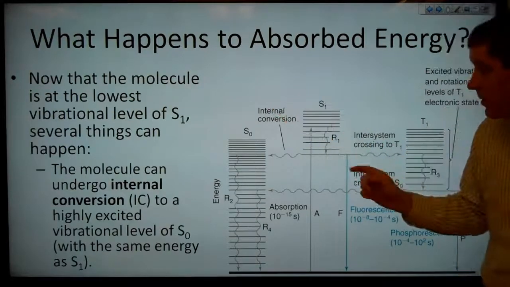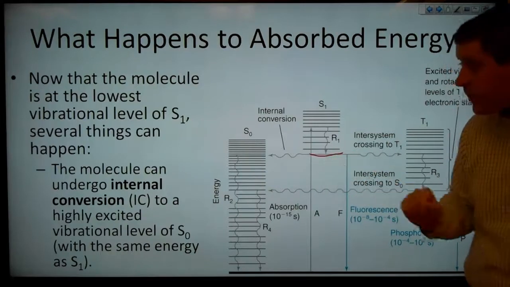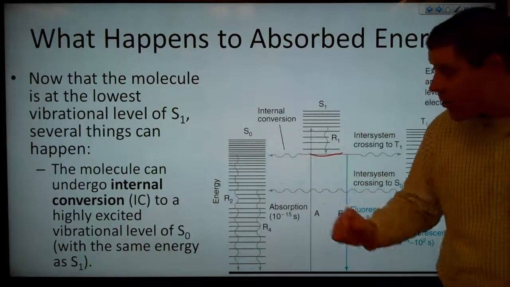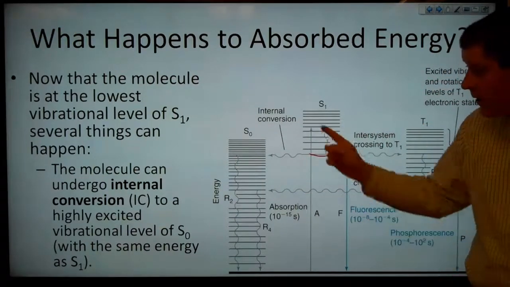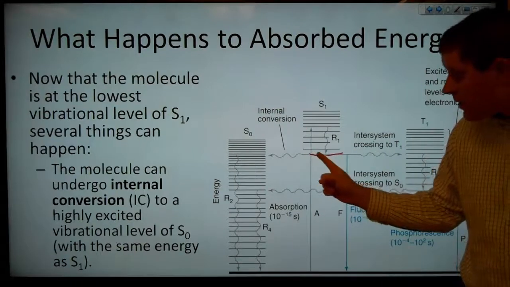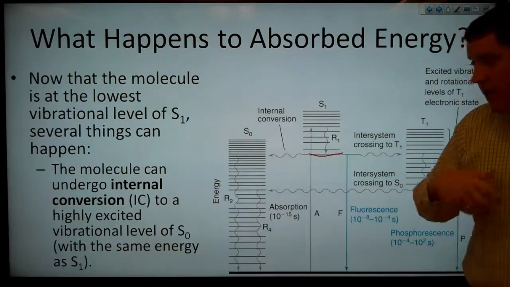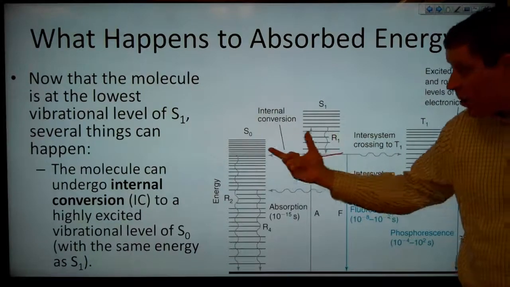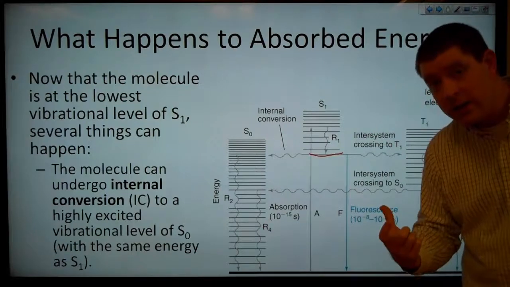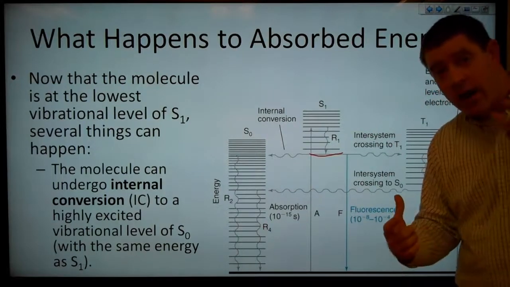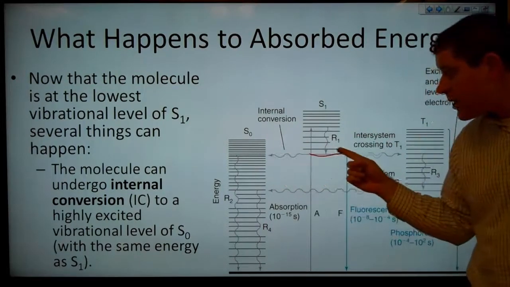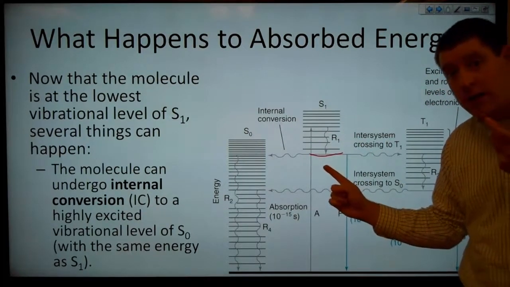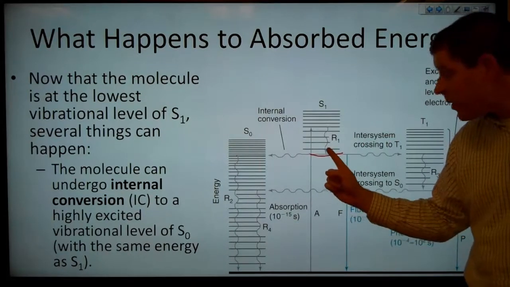So now our molecule is at the lowest level, so now we're at this point of S1, and several things can happen. The molecule can undergo internal conversion, which is IC, that's this one. This process, we can go over here to a vibrationally and perhaps a rotationally excited level of S0, our ground electronic state, but a very highly excited vibrational state. And that's at the same energy here as our vibrational ground state of our excited electronic state, S1.